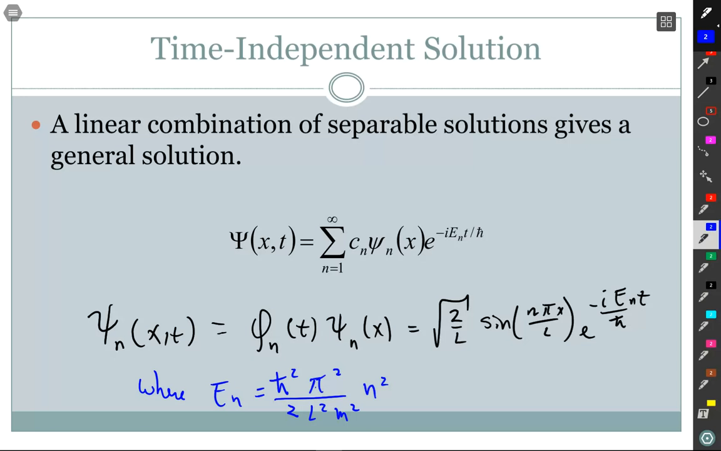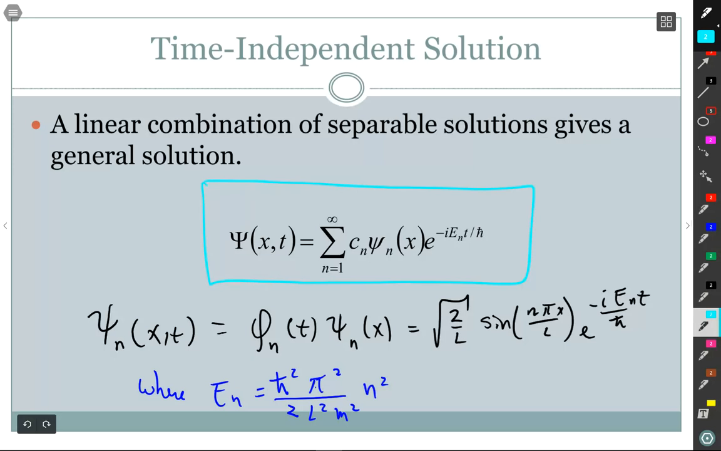So what's that equation I have written in the middle of the slide, if this is my solution for the nth state? No, the one that's printed. You notice that psi is written differently. That's a capital psi versus the lowercase psi that I've been using. So psi of x and t equals the sum.